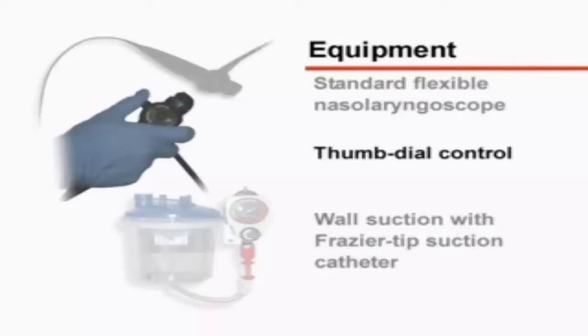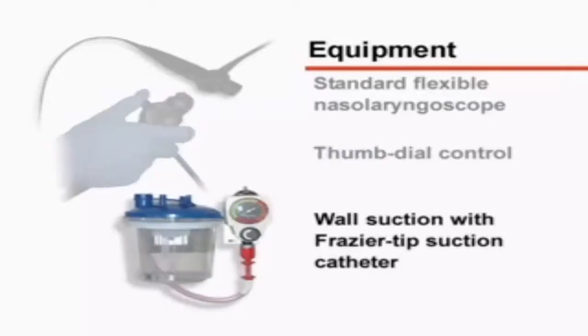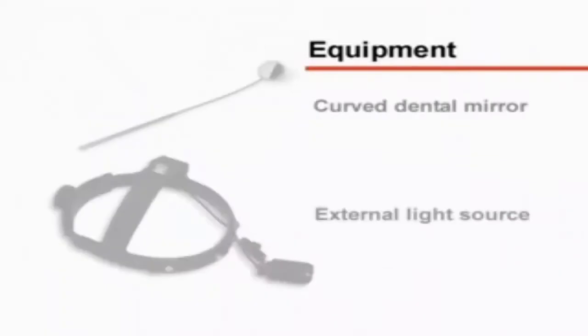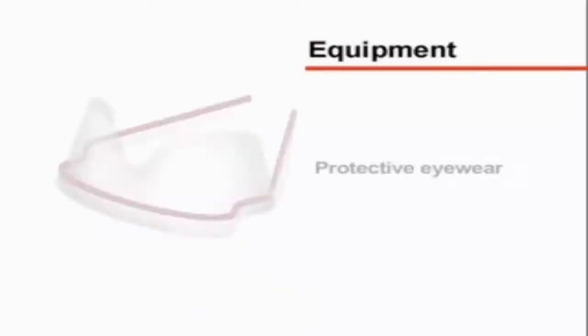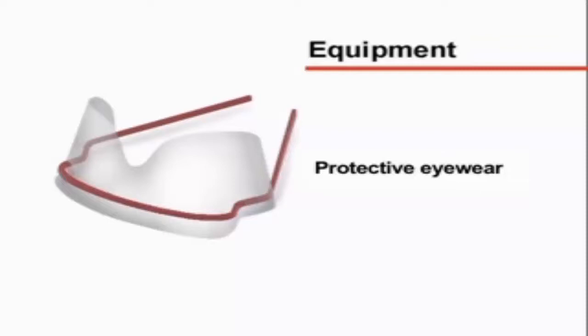The endoscope has a thumb dial control to permit the examiner to deflect the tip up or down. When rotated 90 degrees, this thumb dial also allows the examiner to turn corners and to maneuver from side to side. A wall suction setup with a Fraser tip catheter should also be available. For mirror laryngoscopy, you will need a curved dental mirror and an external light source. During laryngoscopy, the examiner should use protective eyewear to prevent exposure to bodily fluids in the event of a sudden sneeze or expectoration on the part of the patient.